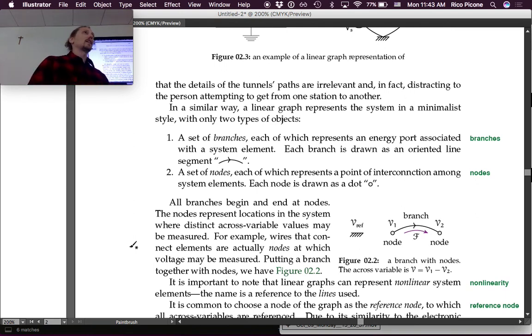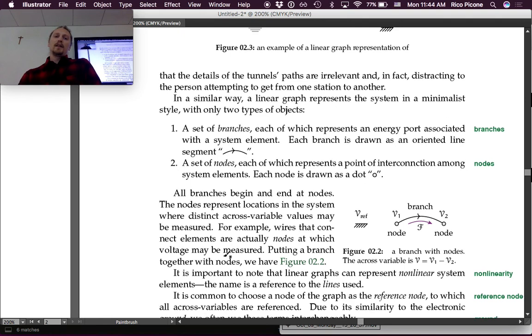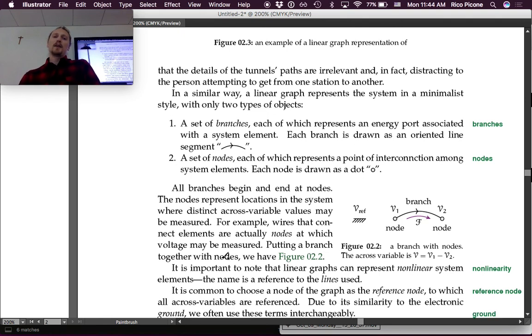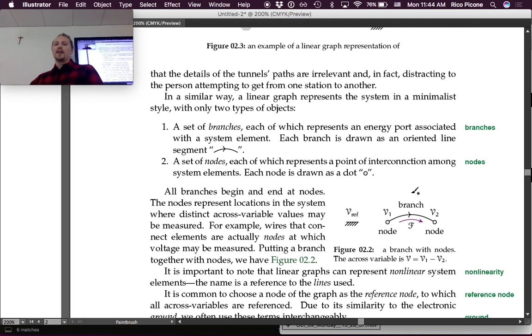For instance, in a circuit, wires are where we would measure the voltage, right? And those wires represent nodes. We've talked about them as nodes before. We'll actually expand on that example of the electronic circuit in a moment, and we'll talk about how wires are nodes. But let's look at just a branch that begins and ends at nodes.